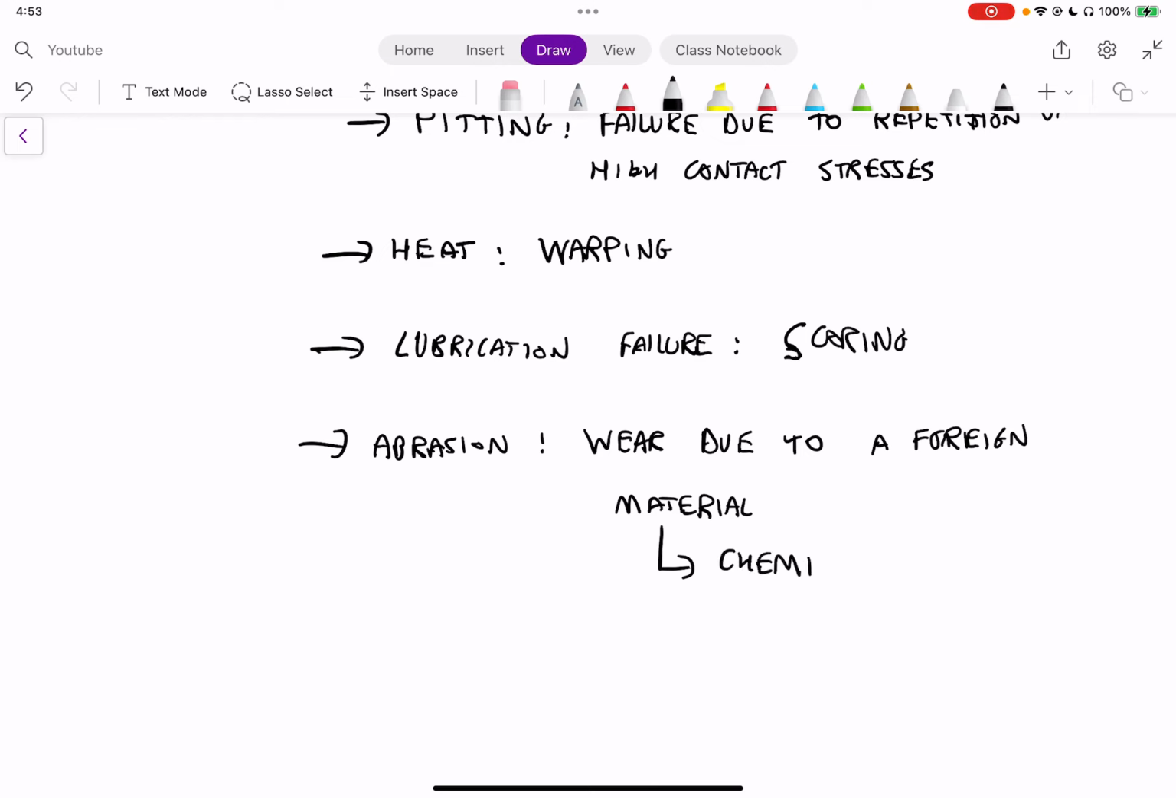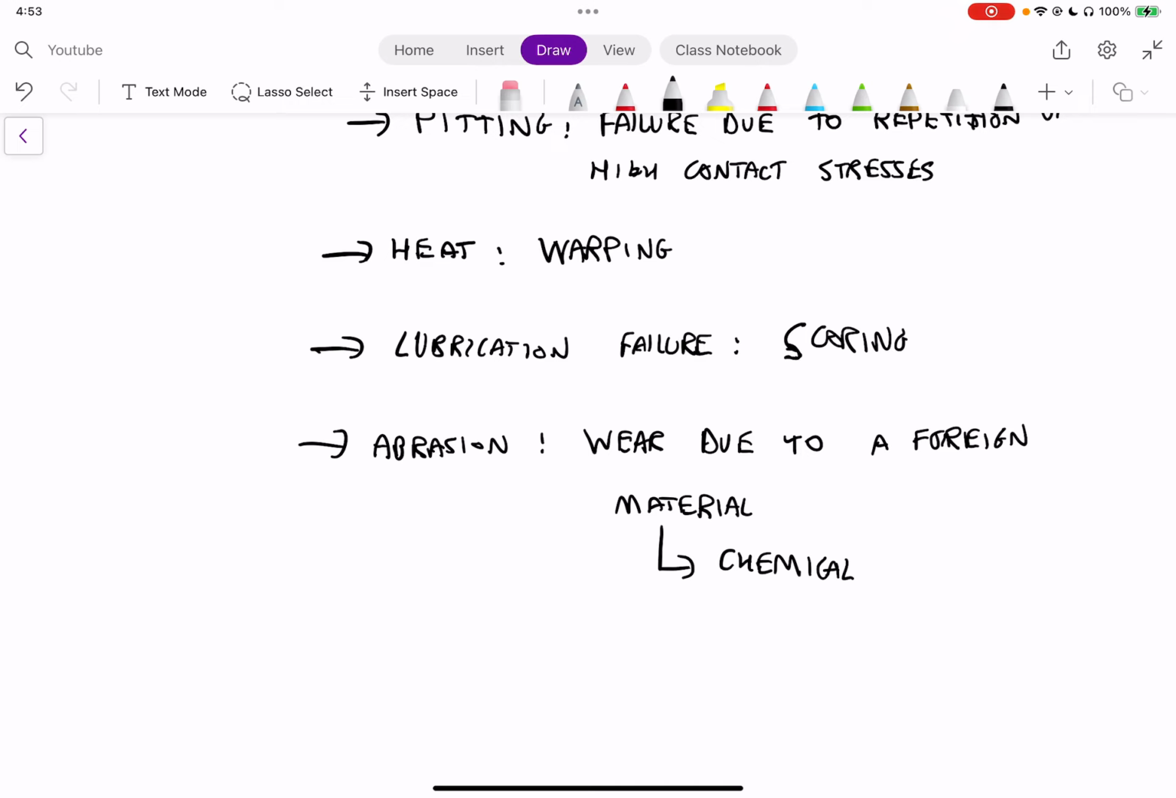So it's a chemical reaction that would happen between the system and the gear tooth, some chemical reaction with something in the oil or something like that, something in the lubrication, for example.